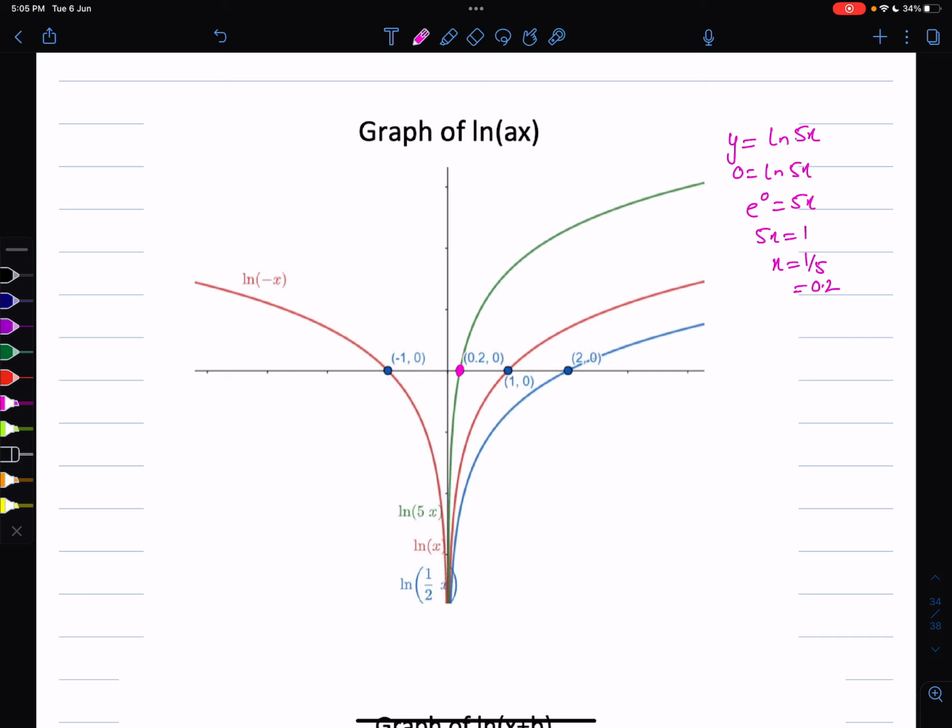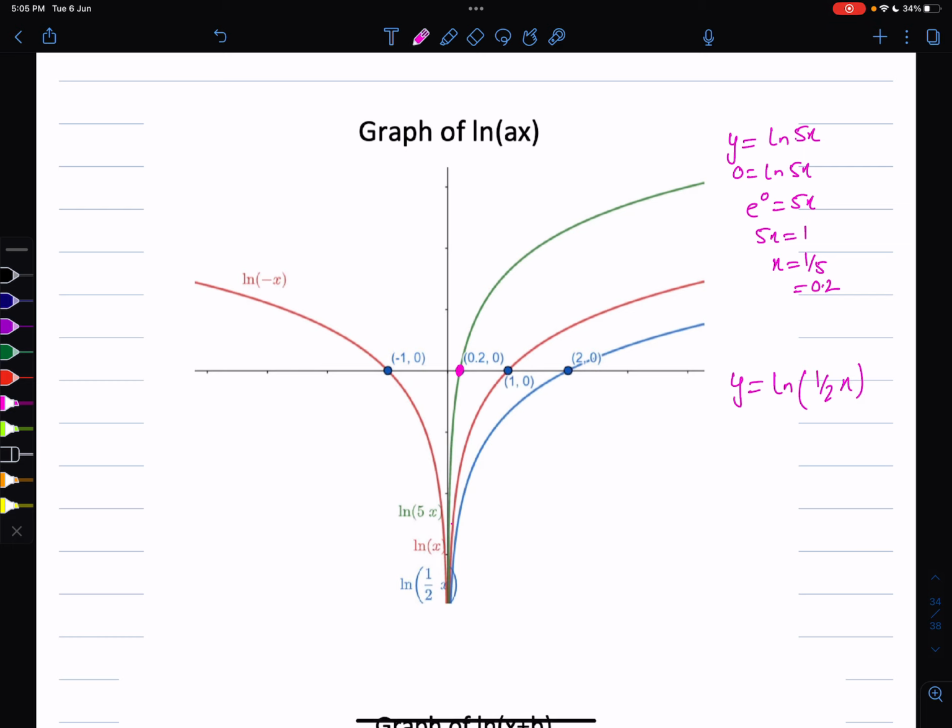So the general shape is going to remain the same like this, and the y-axis is going to be our asymptote line. The asymptote line is a line which the graph of ln x is going to approach, but it's not going to intersect. Let's consider the graph of y equals ln half x.